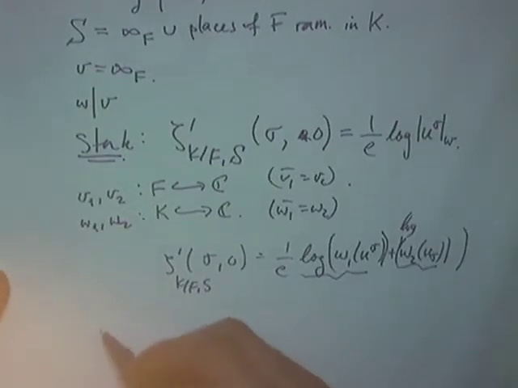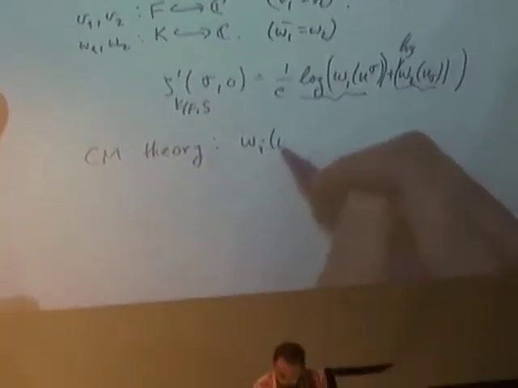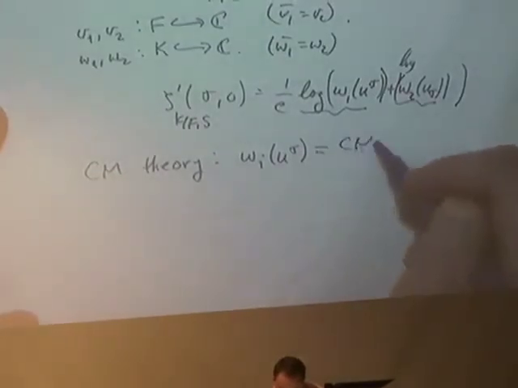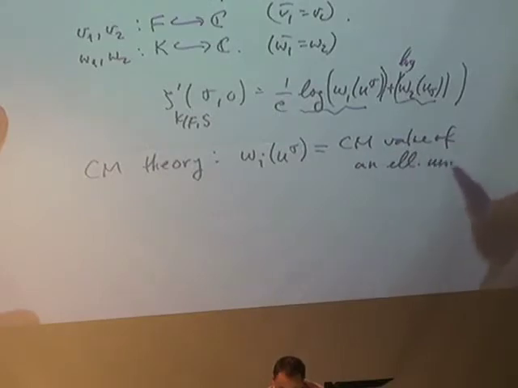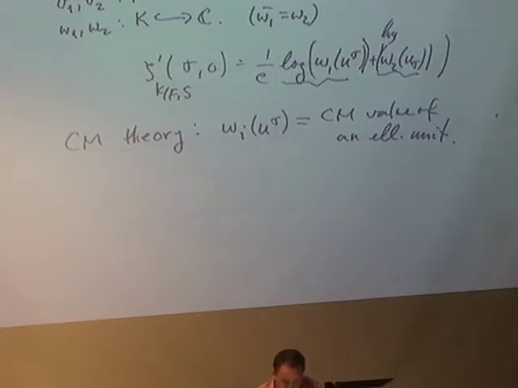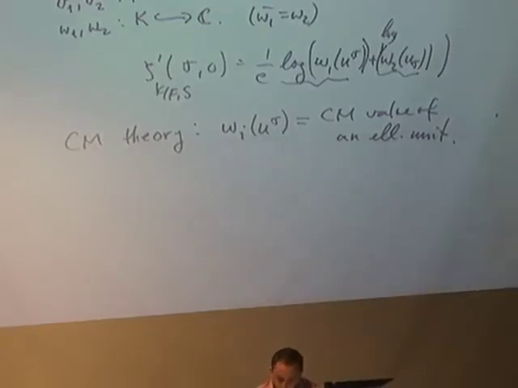Now I should say, of course, that CM theory, in this case of imaginary quadratic fields, says that Wi of u sigma is just a CM value of an elliptic unit. And in fact, in the case where everything is known in this imaginary quadratic case, Shintani actually reproved the Kronecker limit formula, which essentially is the precise statement of this, using his method.